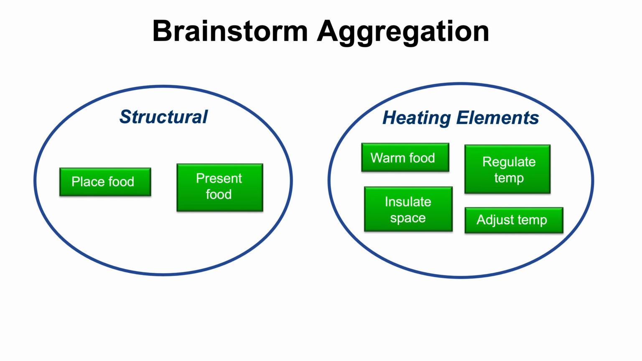Now, with the brainstormed ideas, I needed to aggregate those, and I found that I had four that were in the heating category, including warming, insulating, regulating, and adjusting the temperature. And I had only two that were in the more structural area, around placing the food and presenting the food. So again, these had very complementary results, maybe a little bit different. And again, by doing both, I was able to get a better understanding of the different functions that an oven has.